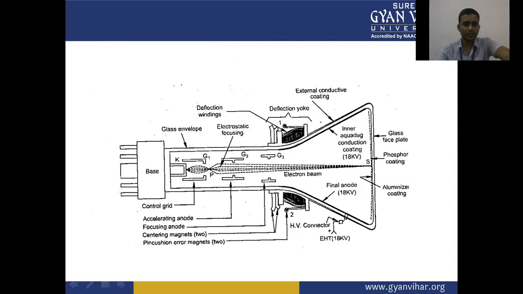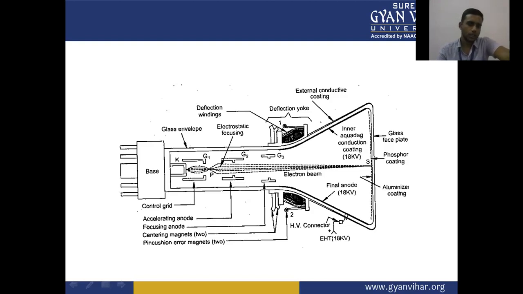This is the principal diagram of a picture tube. Here we have a cathode, and the cathode produces the electron beam, with electrostatic focusing and deflection coils to maintain this electron beam at the center, and this beam is focused on the screen of phosphor coating. On the inner side of this phosphor coating we have an aluminum coating, and the outer side of this phosphor coating has a glass face plate.